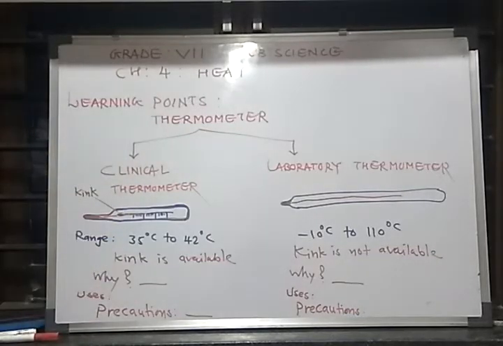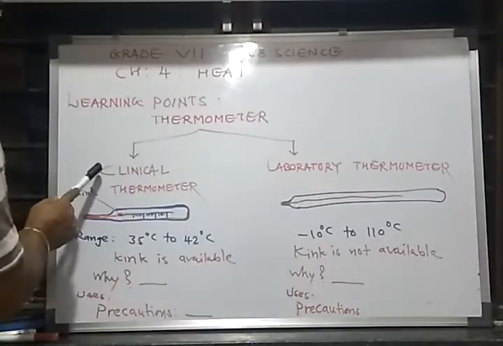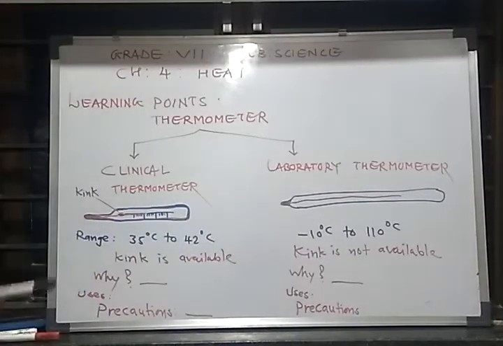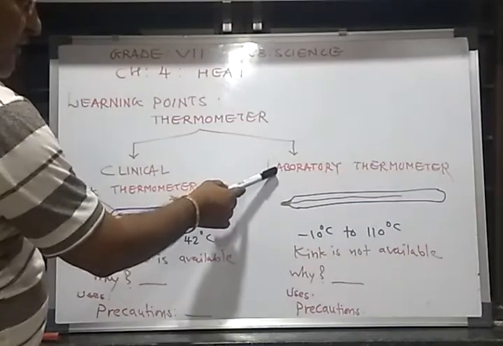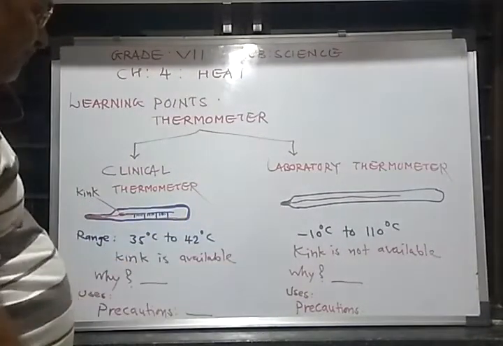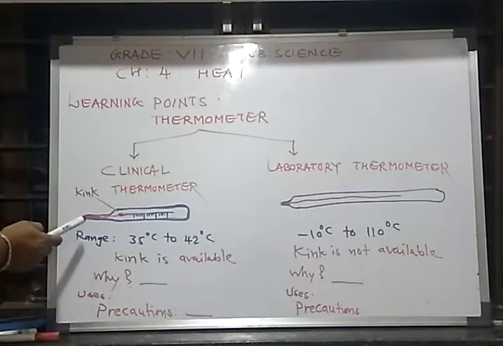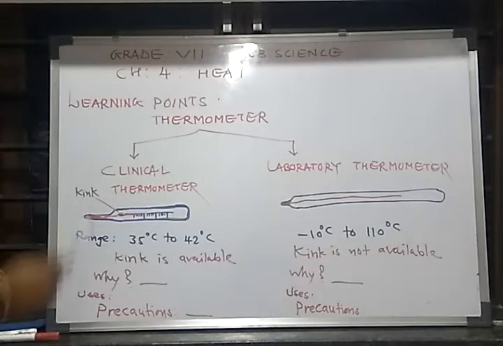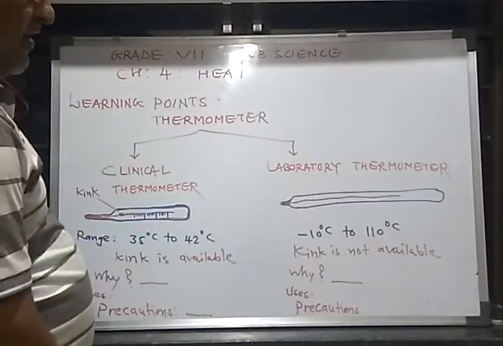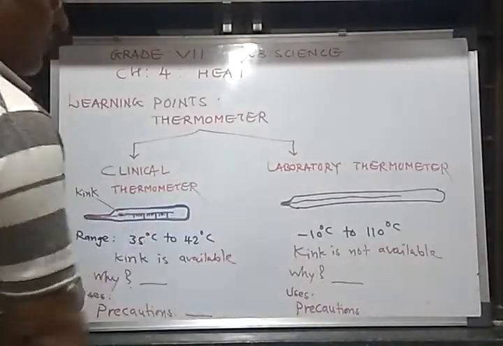Thermometer. Now there are two types of thermometer, clinical thermometer and laboratory thermometer. Here you see this clinical thermometer which is used by a doctor. Laboratory thermometer we use in the laboratory when we are doing experiments. The clinical thermometer is used to measure human body temperature, and the other we use in the laboratory whenever we perform some experiment.